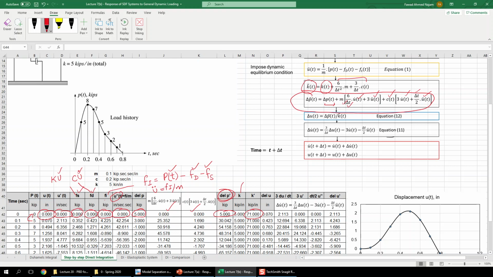For the linear case, k of t will be a constant, and that will be equal to 5 kip per inch. If you put this as constant, all the other two terms are also constant, because c of t is also constant here, 0.2 kip second per inch. So that is also constant. K prime of t will be constant for all time steps for a linear case.